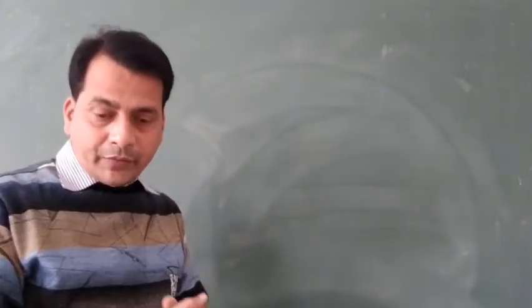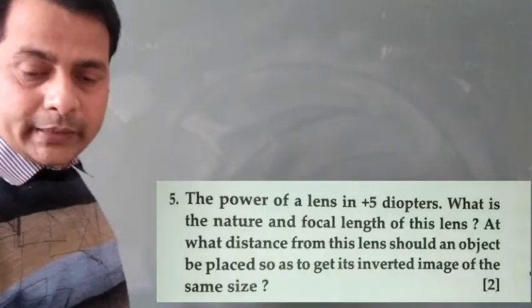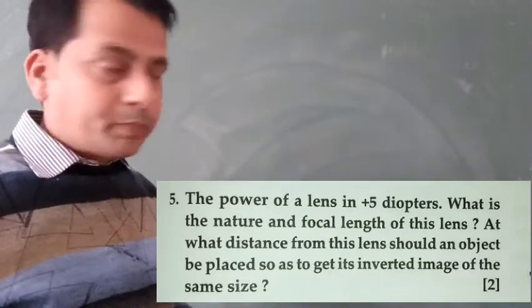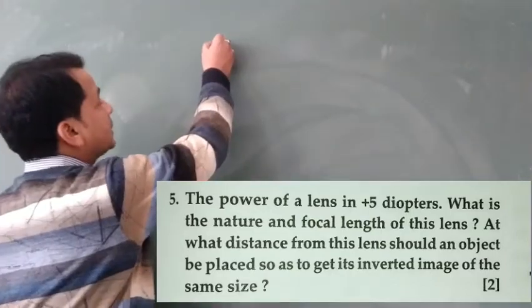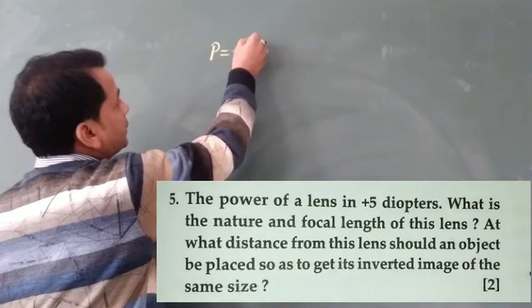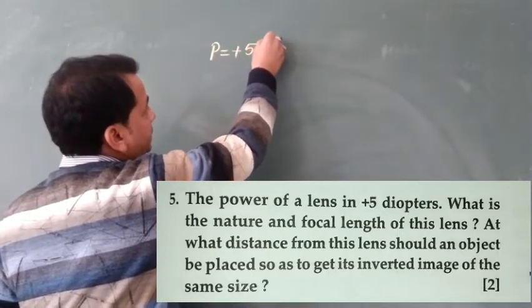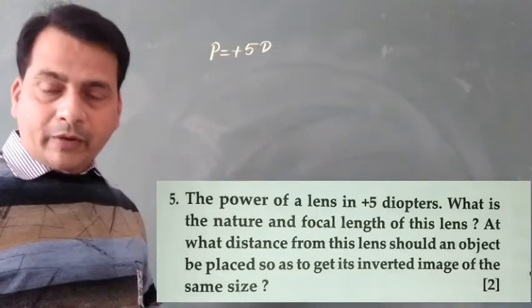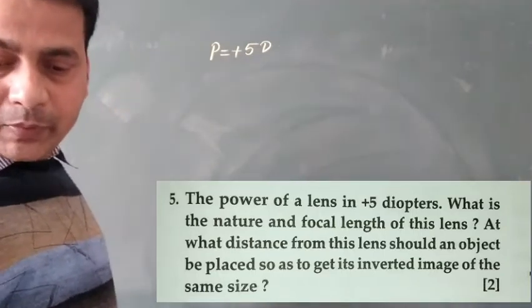The next question: the power of a lens is +5 diopters. What is the nature and focal length of this lens? So the power of this lens is +5 diopter. Clear?